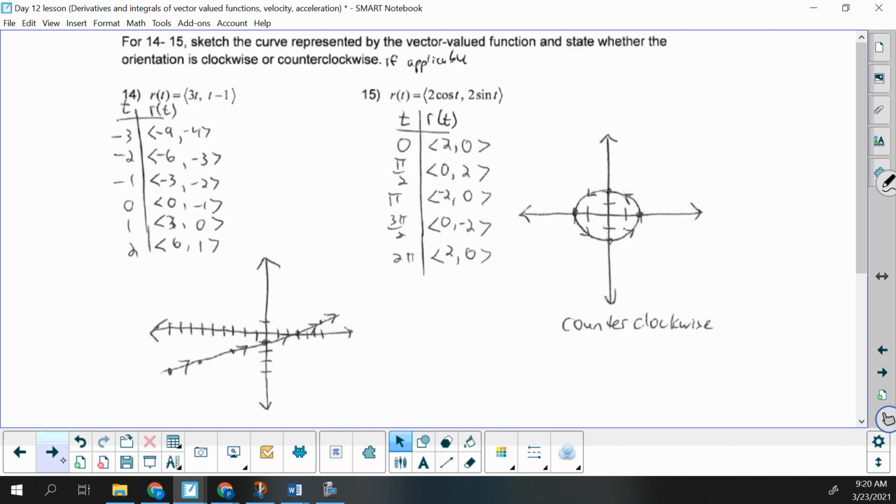In 14, pick some both positive and negative values of t. You get some vectors to plot. Remember, those are like the tips of the vector that then create the vector valued function. And note the direction that it's going. Make sure you have arrows to represent that.